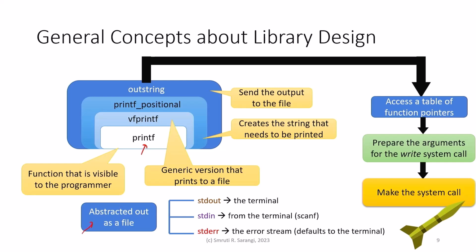Then outstring's job is to actually send it to a file where there are layers of abstractions. There are tables of function pointers because you can have different types of files. Finally, if let's say it is a system call, you prepare the arguments for the right system call, which means you put everything in the right registers and all of that. And finally, previously it used to be int x 080, but nowadays it is a syscall instruction. So finally, you issue or you make the system call. All right. So the job of the library ends here.